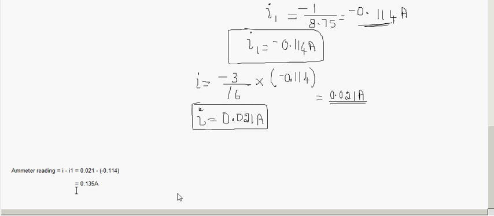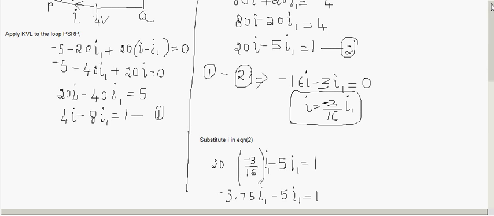So the reading of the ammeter will be 135 milliamps. The ammeter will read 135 milliamps. We used KCL and KVL, or Kirchhoff's laws, to solve this sum.